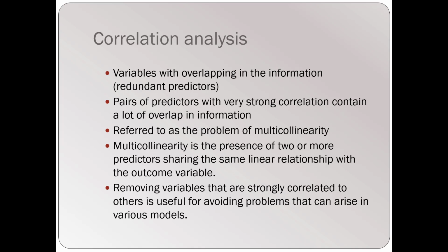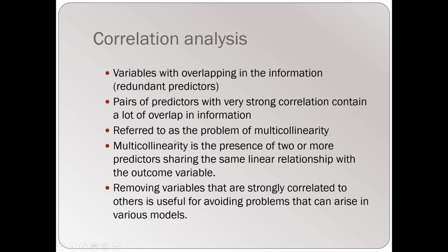Another analysis that we can do to determine whether there are any variables that we can throw out is correlation analysis. When two variables are highly correlated, they have overlapping information. So these two predictors are redundant. One of them we can keep, the other one we can throw out. That's the reason why we do correlation analysis, and such a situation is referred to as multicollinearity.